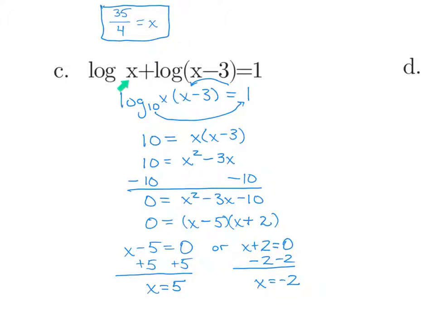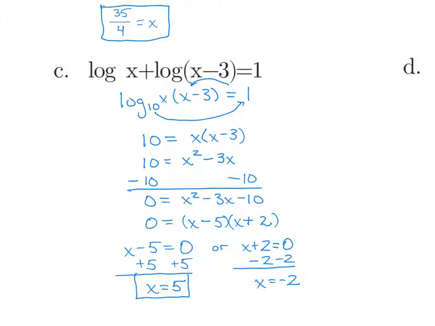Well, if we plug in 5 into the first one, log of 5. 5 is positive. That's perfectly acceptable. What about 5 minus 3? 5 minus 3 is 2. 2 is positive, and therefore that's acceptable as well. So we do have x equals 5 is a solution.